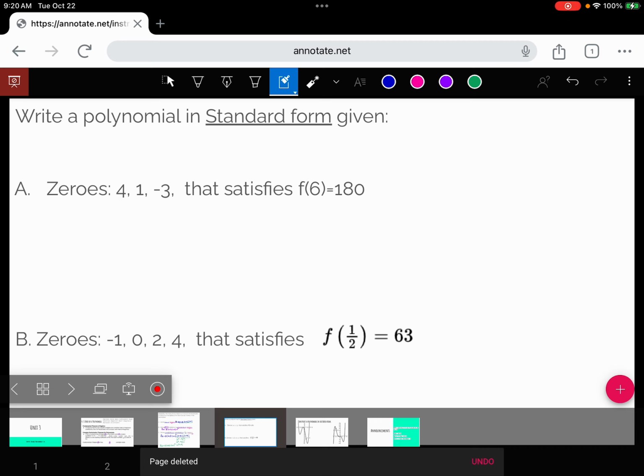So we are asked to write a polynomial in standard form. So we're going to fully multiply it out, and we're going to find our A value here. So I know zeros are 4, 1, and -3, and we're given a little bit more information. So we're going to start with our zeros and write our basic form polynomial like we just did on the last few.